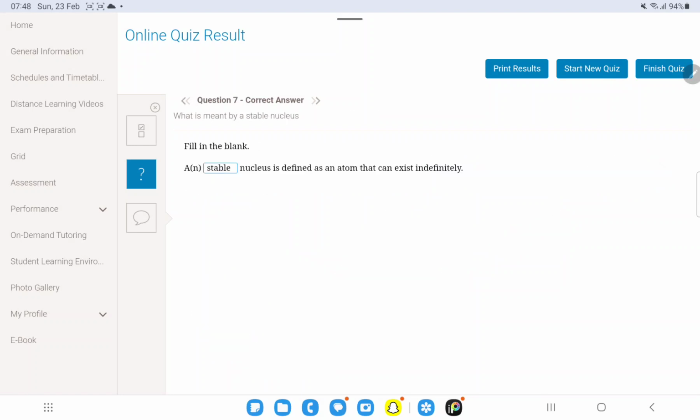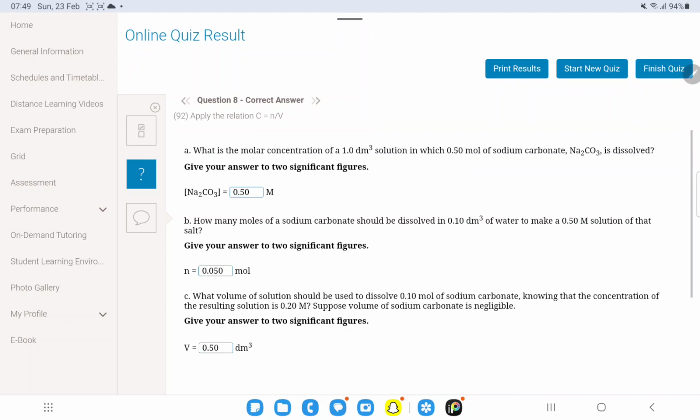Definitions. Memorize the definitions. A stable nucleus is defined as an atom that can exist indefinitely. Memorize the definitions, all of them. For this quiz, there isn't a lot of calculations, but it's like 5 questions, I think.